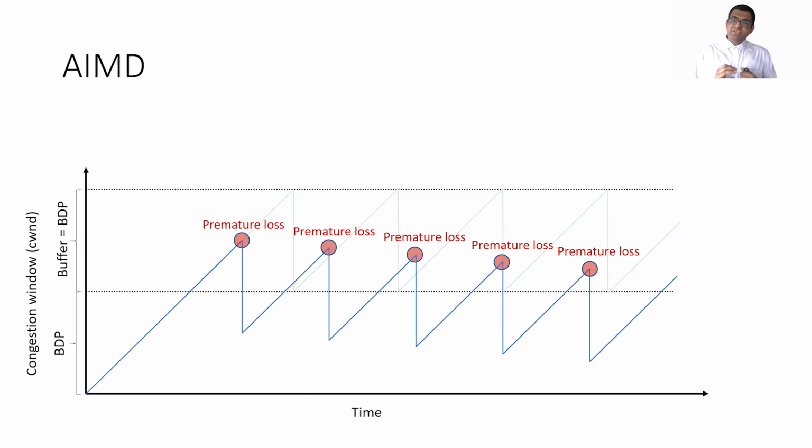Now, if we have premature loss, then the congestion window can fall below the BDP. And this causes underutilization.